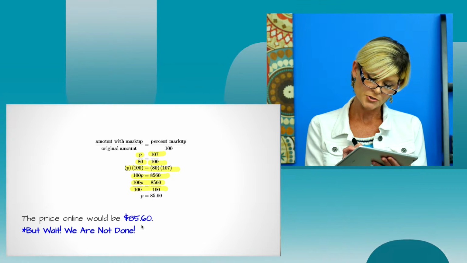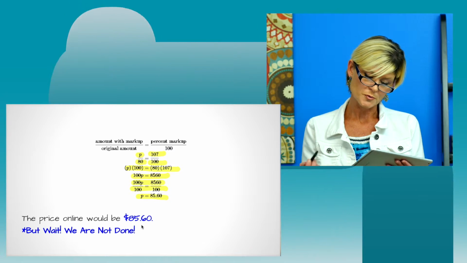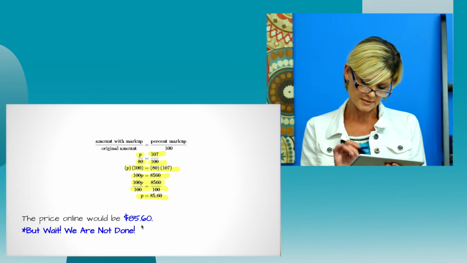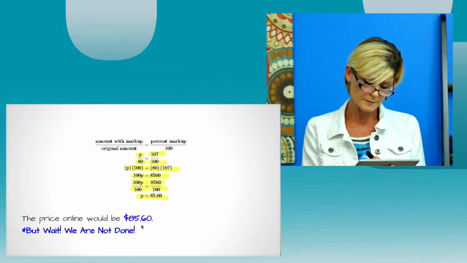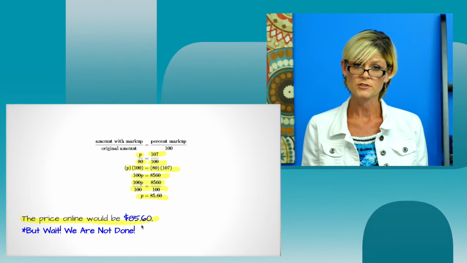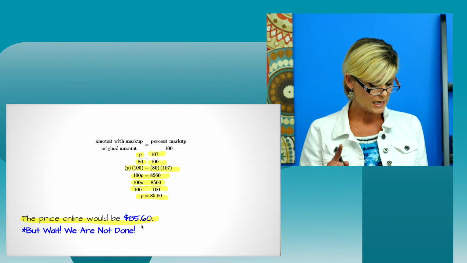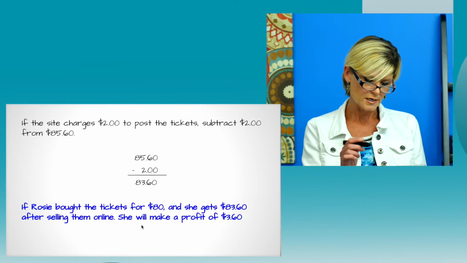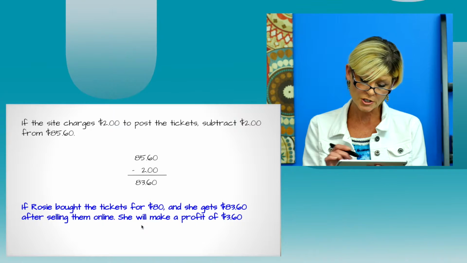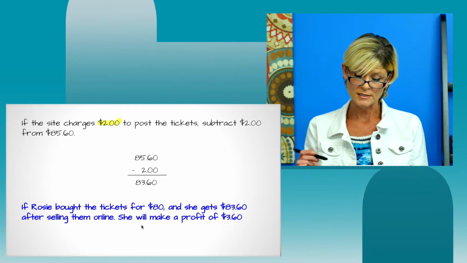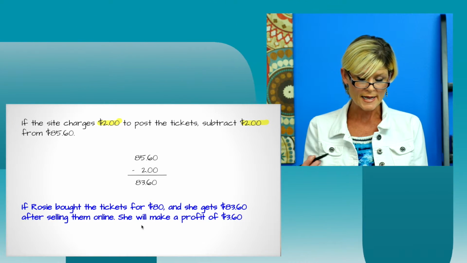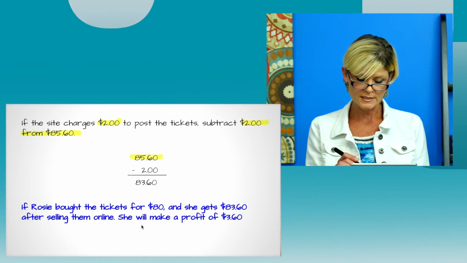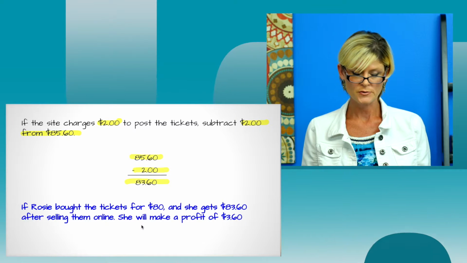Divide both sides by 100, and P equals $85.60. So the price online would be $85.60, right? Not quite. We are not quite done yet. What did we forget? Well, if the site charges $2 to post the tickets, then we need to subtract $2 from that $85.60. So we have $85.60 minus $2 equals $83.60.